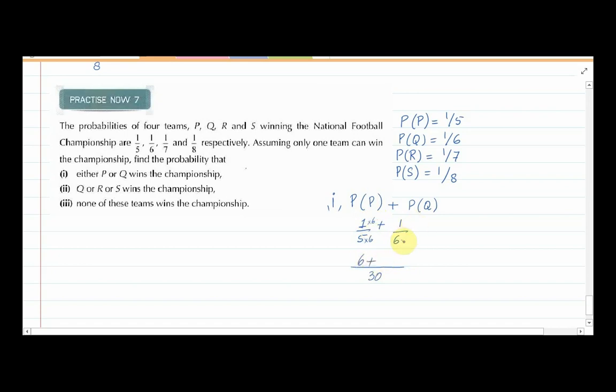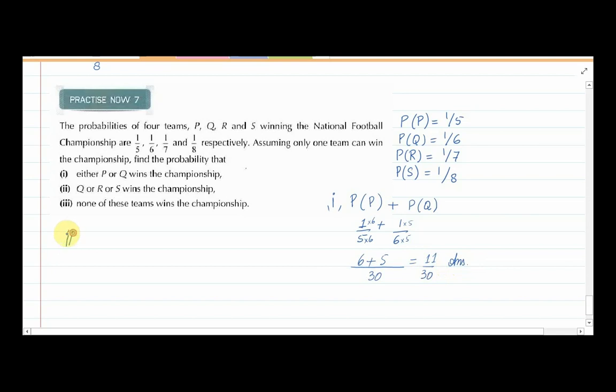So it will be 1 by 5 times 6, plus 5. So the answer is 11 divided by 30. You cannot simplify it further and no need to write in decimal. So that is your answer. Right?